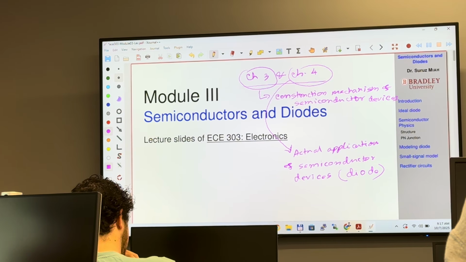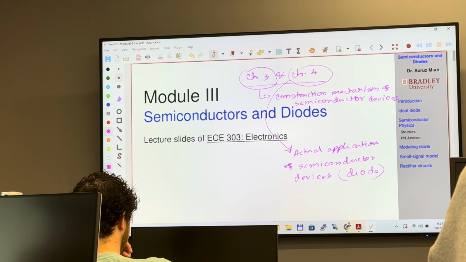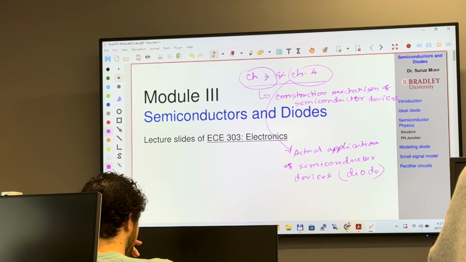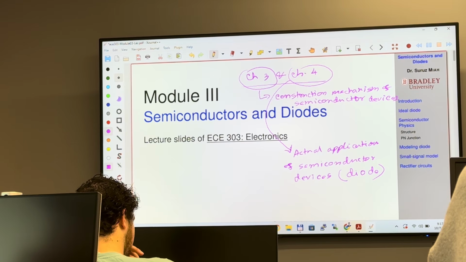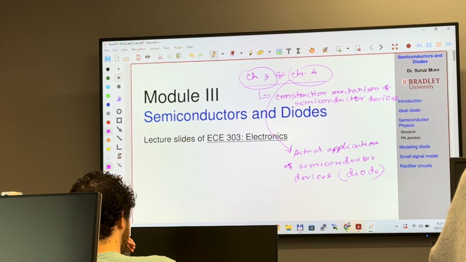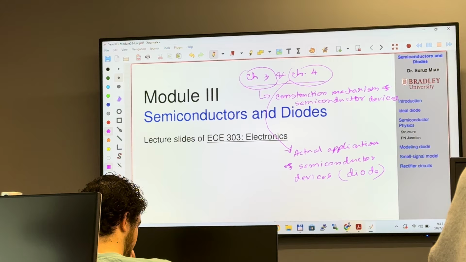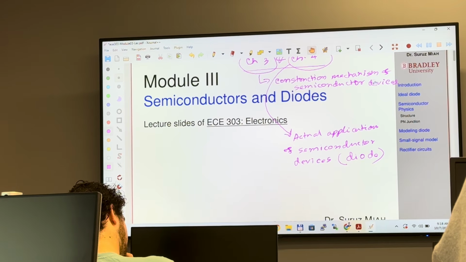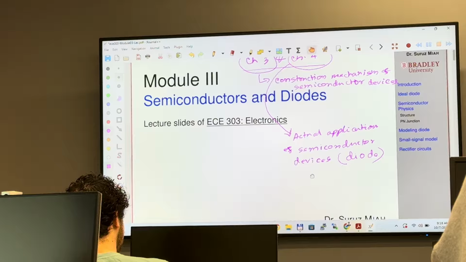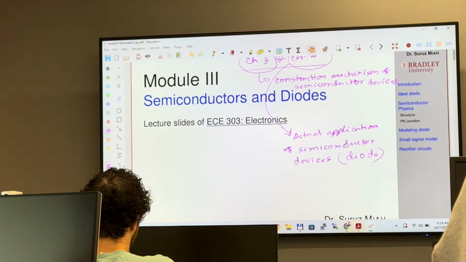And that is the basis for transistors, metal oxide semiconductor that people use these days for building CPUs. So very, very important module that we are entering. So the construction mechanism, I'm going to do it later because of the laboratory experiment. I am going to directly talk about diode for the moment.